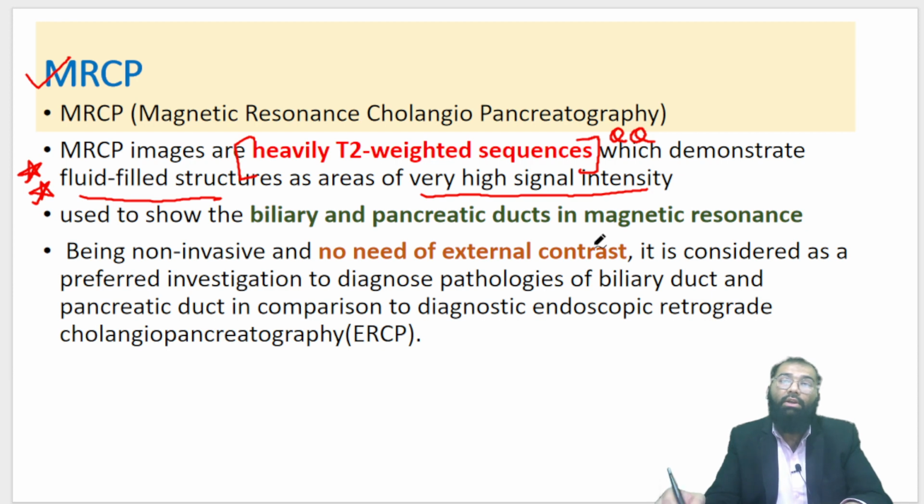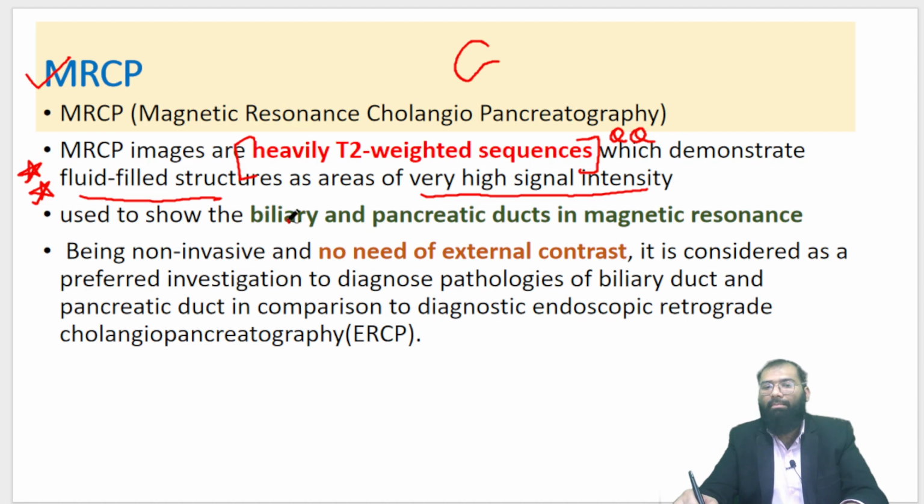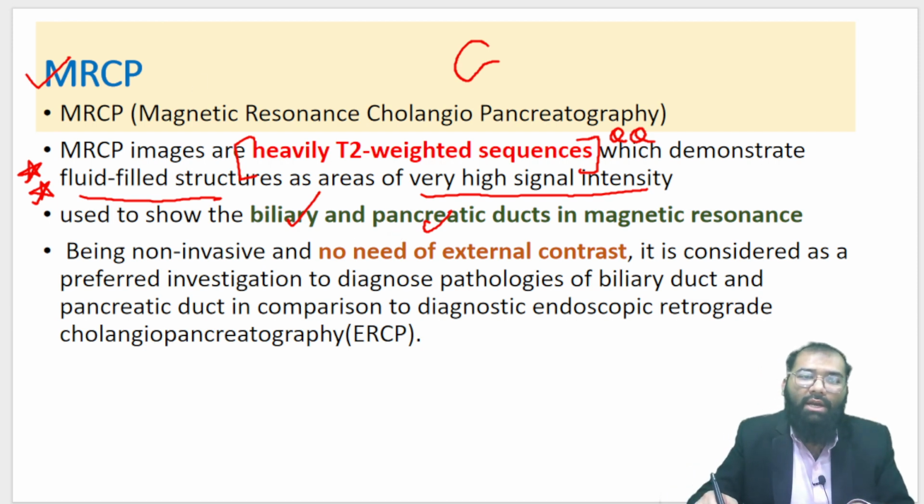Fourth important thing which you should remember is, which are the fluid filled structures in hepatobiliary imaging? Of course, the gallbladder and the biliary tract. So the biliary tract, the gallbladder, and the pancreatic duct in MRCP would be very well seen using highly T2 weighted imaging.